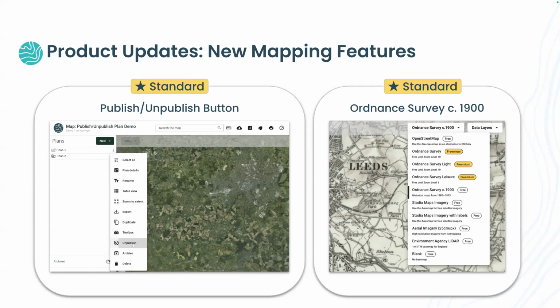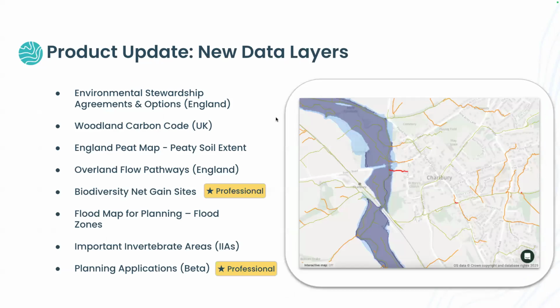But you can now view maps from 1900, which is a really requested function, and we finally got around to providing that. So that's good news, and we'll have a little sneak peek as we get into the demo too. And then secondly, looking at new data layers.